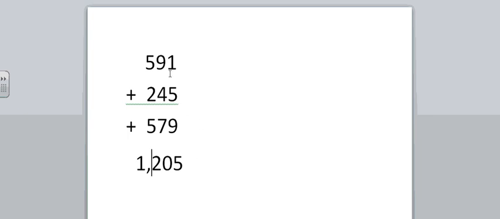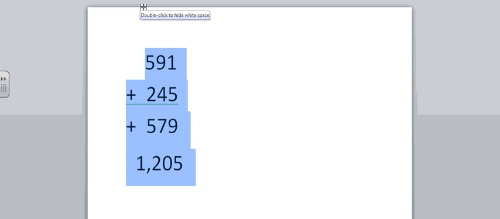Do not be intimidated by the fact that there's more than one set of numbers that I'm adding. If it helps you, you can actually add 2 of the numbers together and then add the third number to it. So I could have done 591 plus 245, and then added 579 to the answer. I just like doing this because it's faster, I can line everything up really easily, and I know that I'm not making a simple mistake.